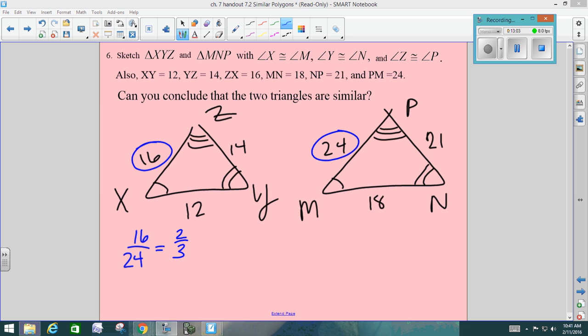All right. Then you want to do little to little. 12 over 18 reduced by 6. 2/3. And then you have to check your last side. 14 to 21 reduced by 7. And you get 2/3. Since they all have the same ratio, we would say they're proportional. Are the triangles similar? Yes, okay.